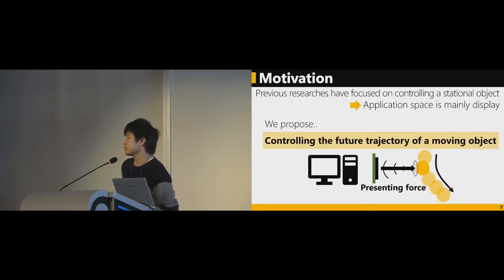As you can see, there are many related works to control real objects. Previous researchers have mainly focused on controlling a stationary object, not a moving object. Therefore, I think there is one limitation: the application space is mainly display. So now we propose controlling the future trajectory of a moving object by using computational force.